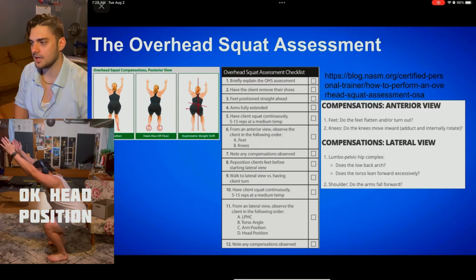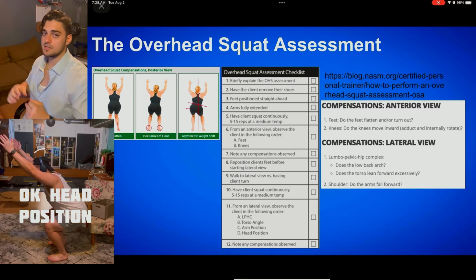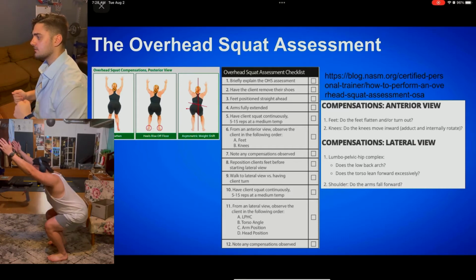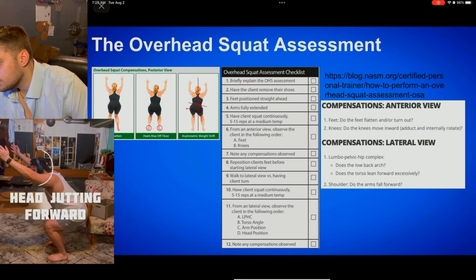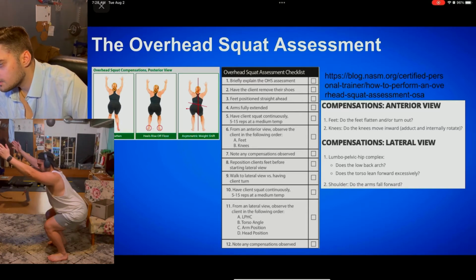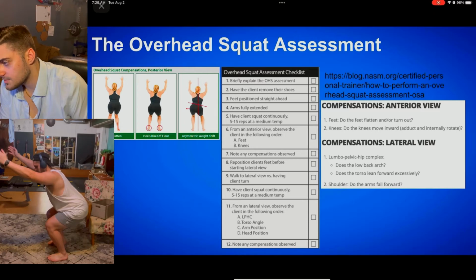You look at the front, say, hey, you know, the 5 to 15, and then you look at them from the side. So from this angle, you started the assessment looking straight ahead. Stage 2, the second set of squatting, you're looking at them from here. Walk to the lateral view versus having the client turn. Have the client squat continuously 5 to 15 reps at a medium tempo.